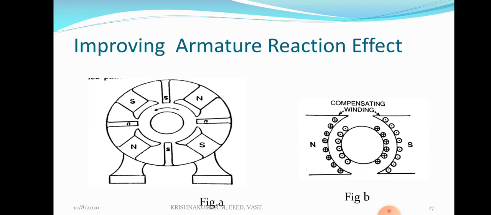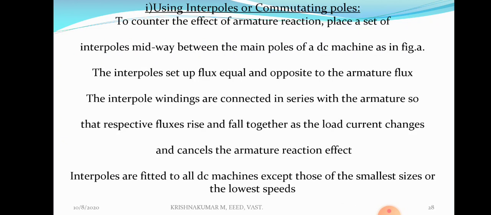The machine is designed in such a way that the direction of flux produced by the interpole is opposite to the direction of flux produced by the armature. Therefore the magnitude is the same and the direction is opposite. The armature flux is cancelled, and the effect of armature reaction is reduced to a certain extent. Okay, so that is the first method: by using interpoles or commutating poles, we can reduce the effect of armature reaction.